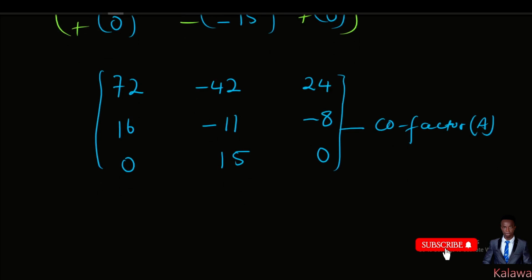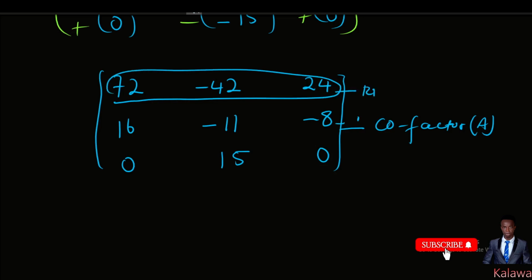Now, to arrive at the adjoint of the determinant, we should transpose. All that is in the row, we are going to put as column, and all that is in column, we are going to put as row. Remember, these are the rows, R1, R2, R3, and these are the columns, C1, C2, C3. So we are going to interchange the row and the column.